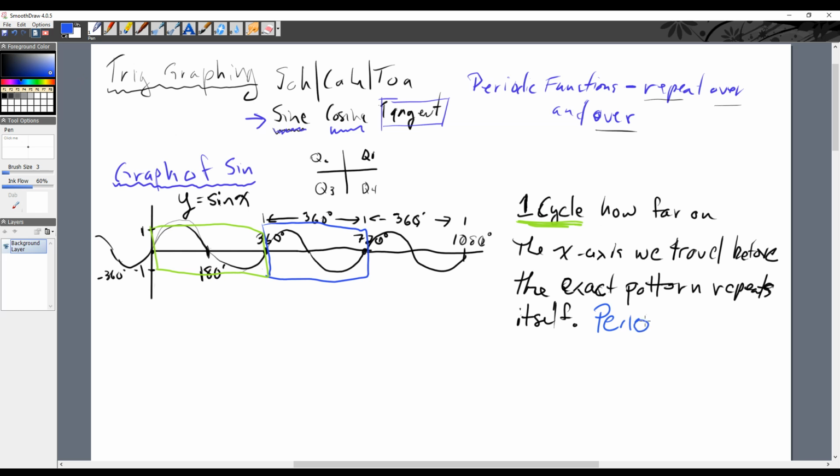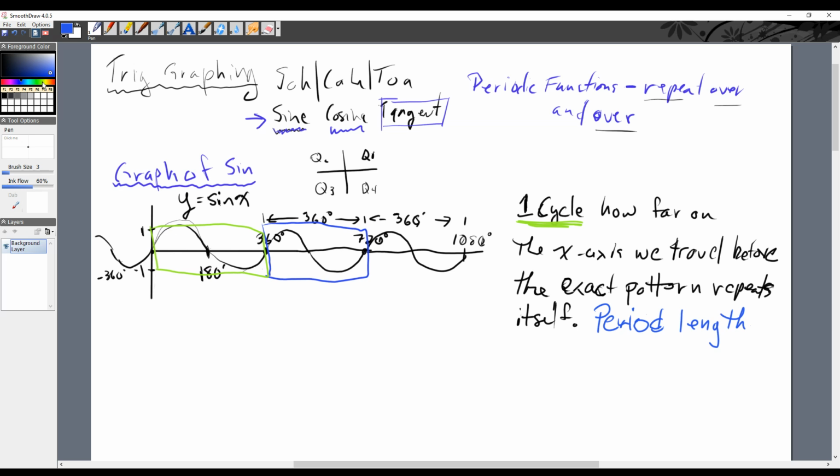Okay, so period length. There we go. The period length is how far it goes, one cycle, before it repeats itself. So that's really important. That's one term that we keep track of for sinusoidal functions.